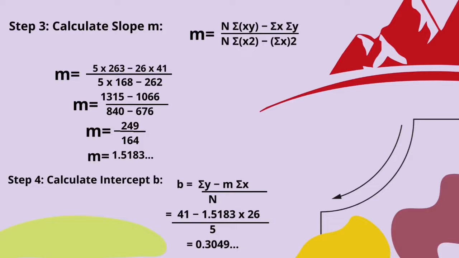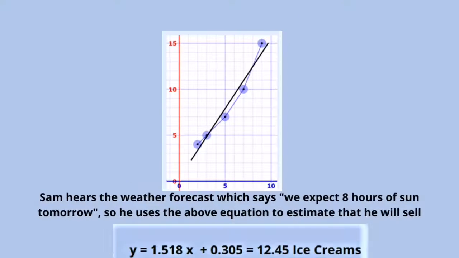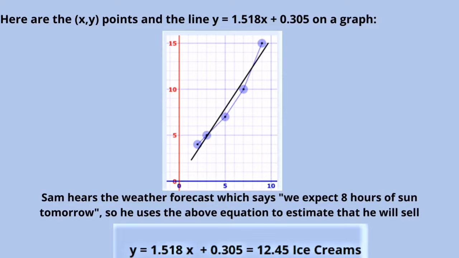So step 5, we need to assemble the equation of a line using the formula y is equal to mx plus b. We have here y is equal to 1.518x plus 0.305, and we need to round off the m and b. So here are the x and y points on the line of y is equal to 1.518x plus 0.305 on a graph.